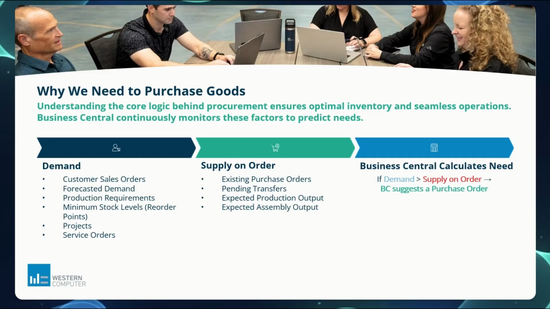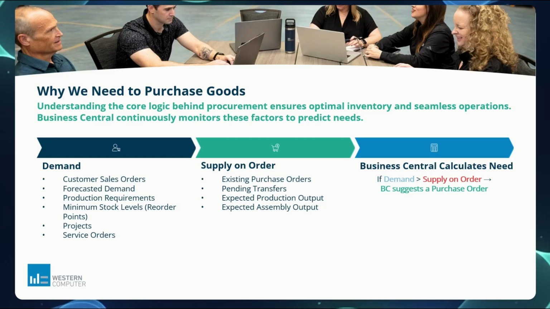When we're talking about demand inside of Business Central, we're talking about customer sales orders, forecasted demand. Maybe we've created some forecast on what we know we may need in a season of our business. Production requirements, whether it's full-blown production or assembly orders as well. Minimum stock levels that are on the item cards and how we want to provide for those levels, projects, and any need we might have on service orders. So all of those will combine as we start looking at the demand.